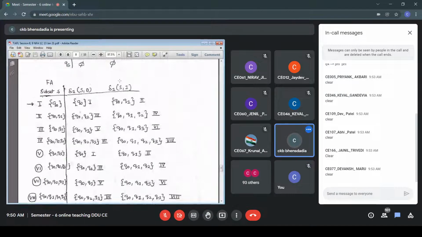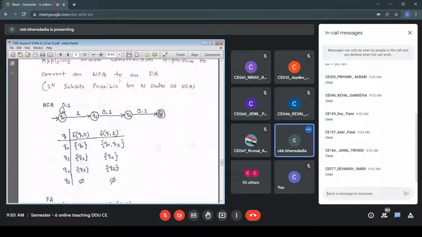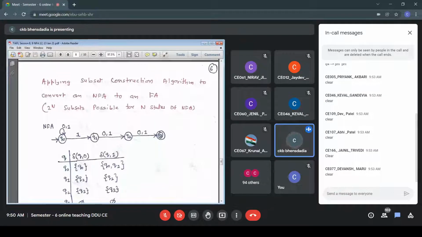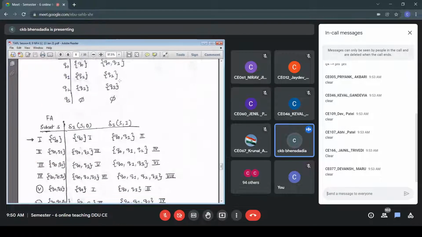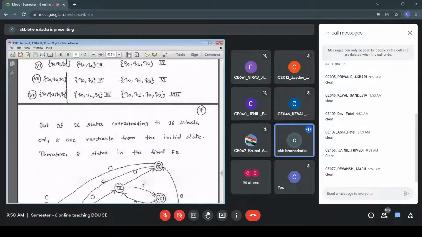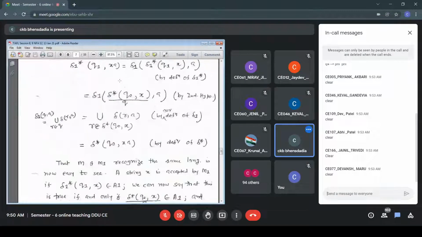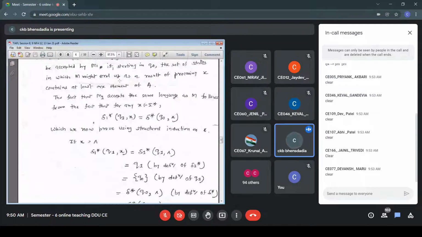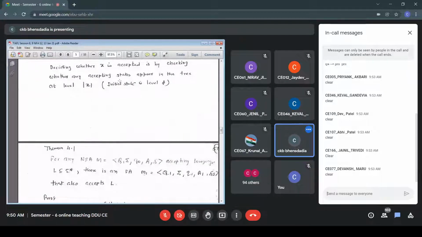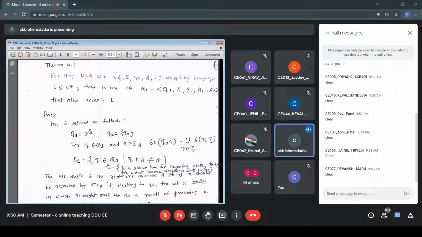Now we actually go back to our theorem. So we converted NFA to DFA, and we followed a typical procedure. That procedure for converting NFA to DFA is based on this theorem. To understand the theorem better, we went in the reverse order. The claim is this: for any NFA M accepting language L, there is an FA M1 that also accepts L. This is Theorem 4.1.